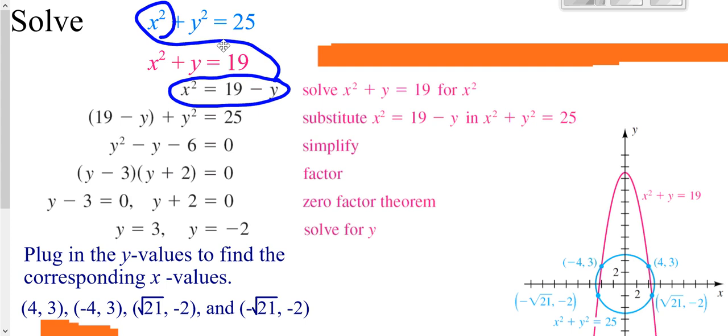We could have plugged it into the top equation. We would have still got the same answers. So we have 4 answers here. We have our parabola and our circle crossing at 4 points. And you can see that over here on our graph.